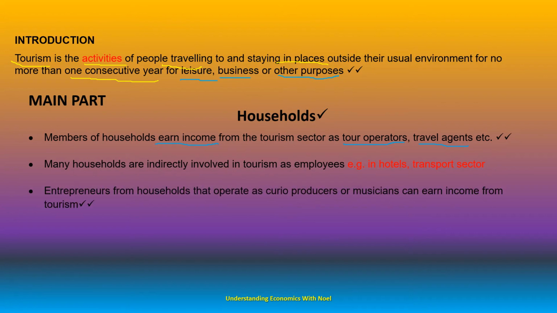Entrepreneurs from households that operate as curio producers and musicians can earn income from tourism. You see a lot of artists going there to perform. They are not only performing to entertain, but they are also getting a source of income. So households will become entrepreneurs in this case if tourism continues to increase.